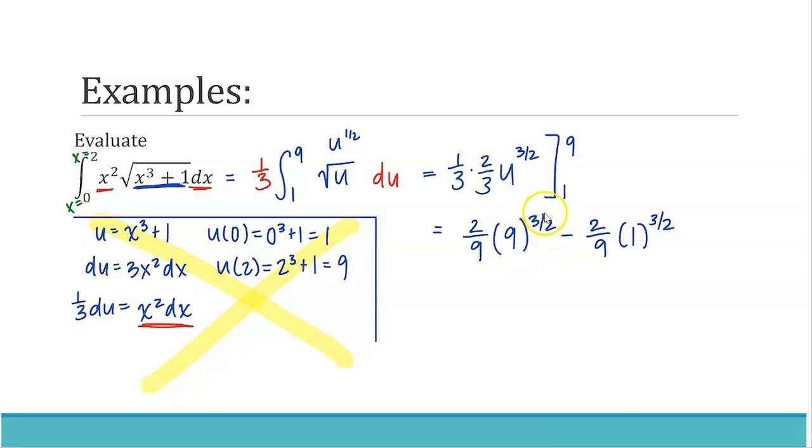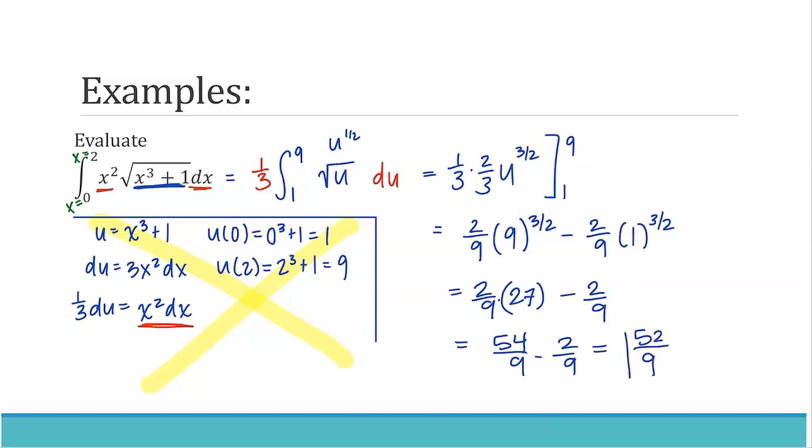So 9 to the 3/2, that's the square root of 9, which is 3. 3 cubed is 27. So 2/9 times 27 minus just 2/9. So we have 54/9 minus 2/9. So we get 52 over 9.